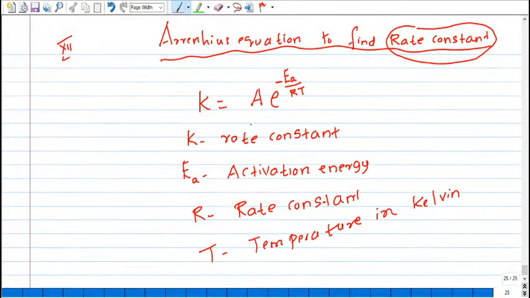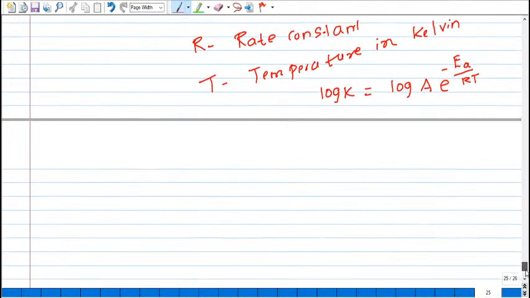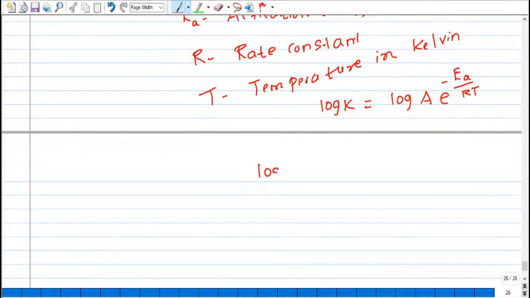So finally, to go with the further expression, since it is in exponential power term, we can take log on both sides. That also you should know how to take. By taking log, log k is equal to log of A e power minus Ea by RT, in which I can split this logarithm like this: log k is equal to log A plus log e power minus Ea by RT. Remember this.